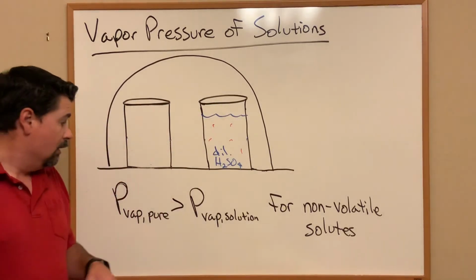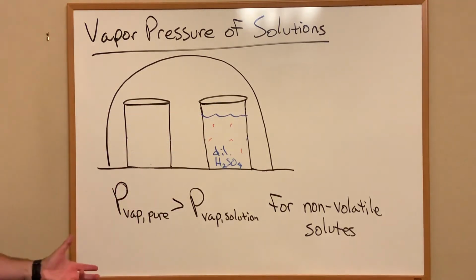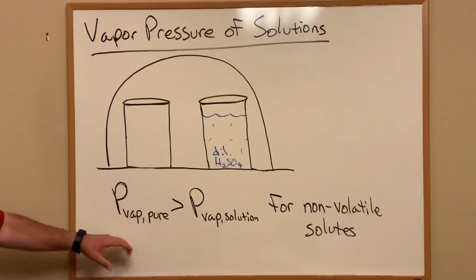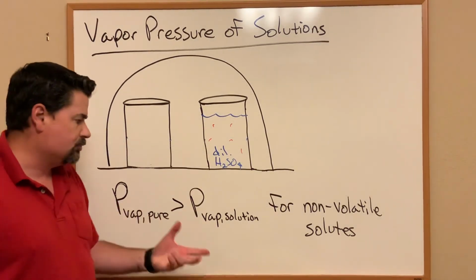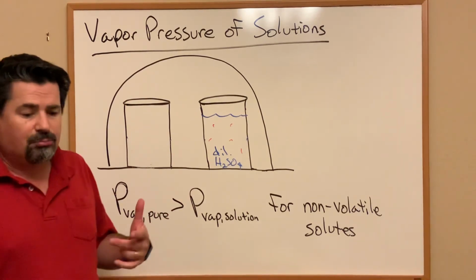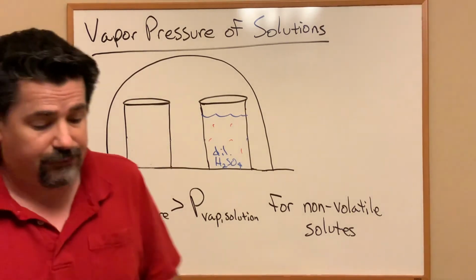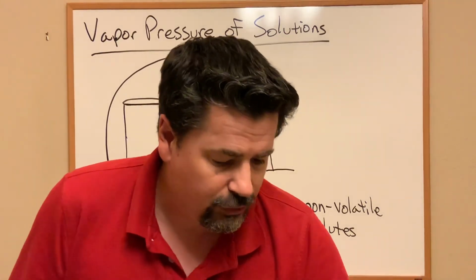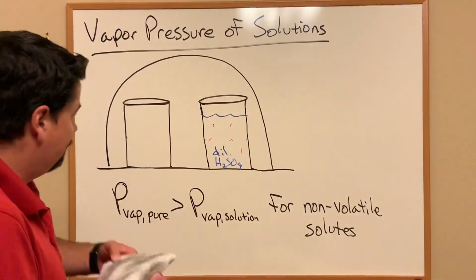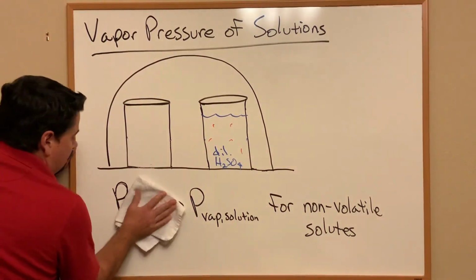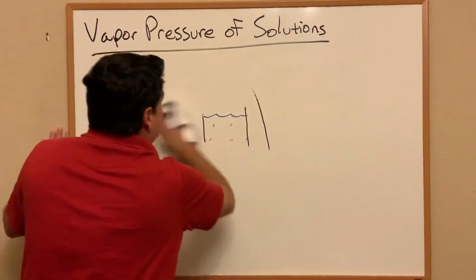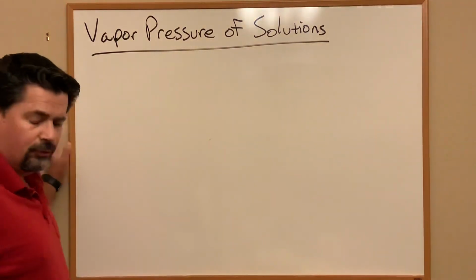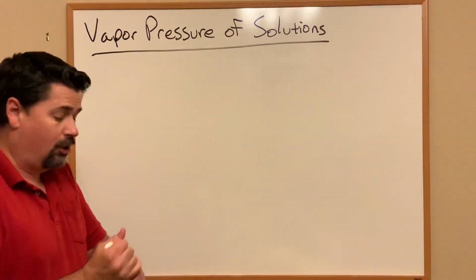Okay, so what can we do with this? Well, it's not just the case that the vapor pressure of the pure liquid is greater than the vapor pressure of the solution, but we can actually quantify this. And the way that that's done is with something called Raoult's Law.